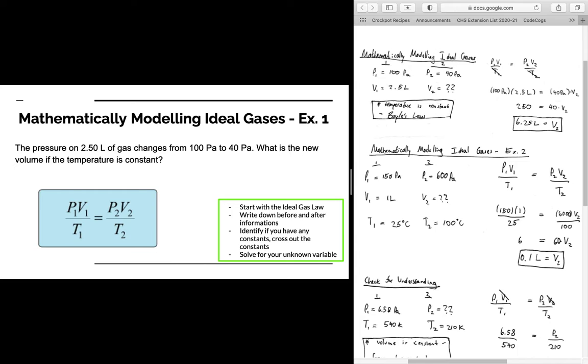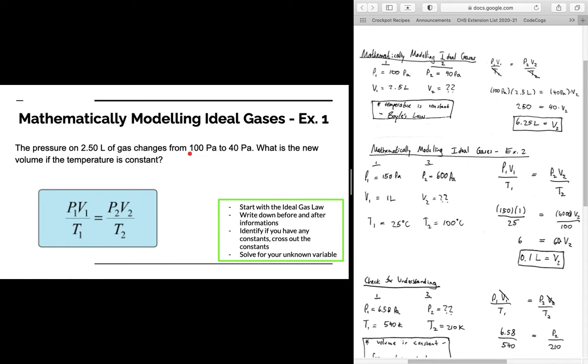So now let's look at how to mathematically model ideal gases, okay? So let's say the pressure on 2.5 liters of gas changes from 100 pascals to 40 pascals. What is the new volume if the temperature is constant? So we have P1V1/T1 = P2V2/T2. We're always going to start with the ideal gas law, and then we're going to apply the same process that we applied for conservation of energy and conservation of momentum, where we write down what we know before and after, okay? So we know that P1 is equal to 100 pascals.